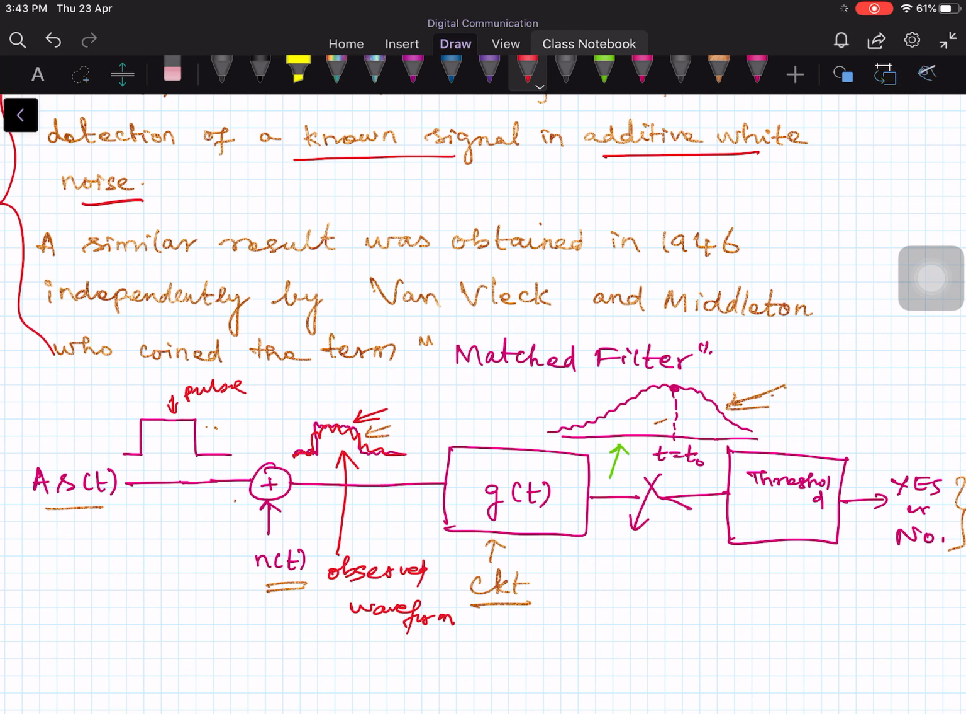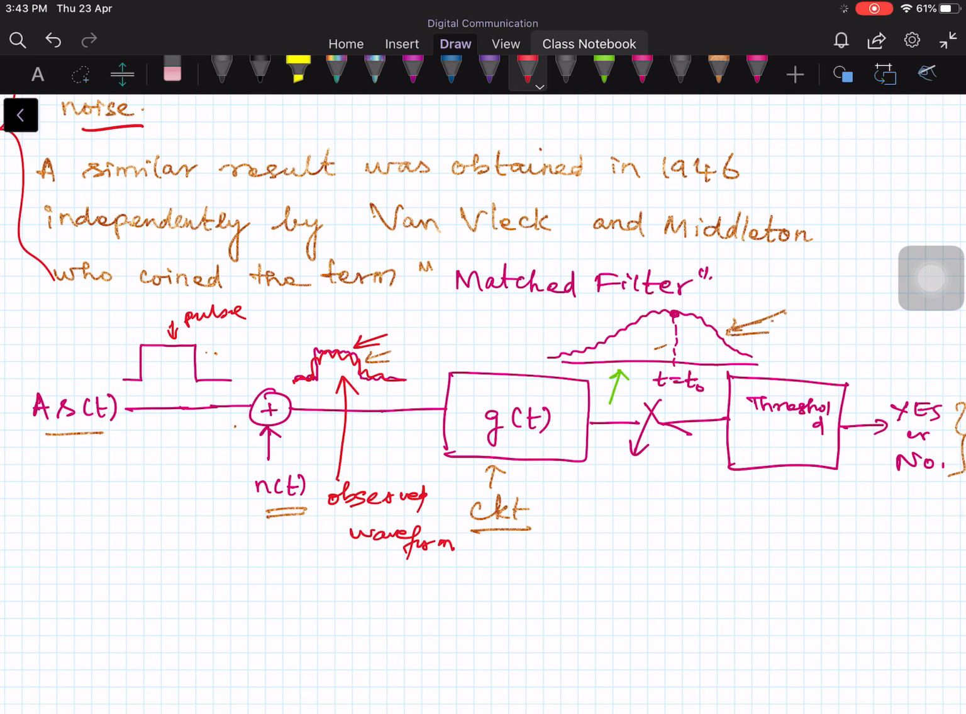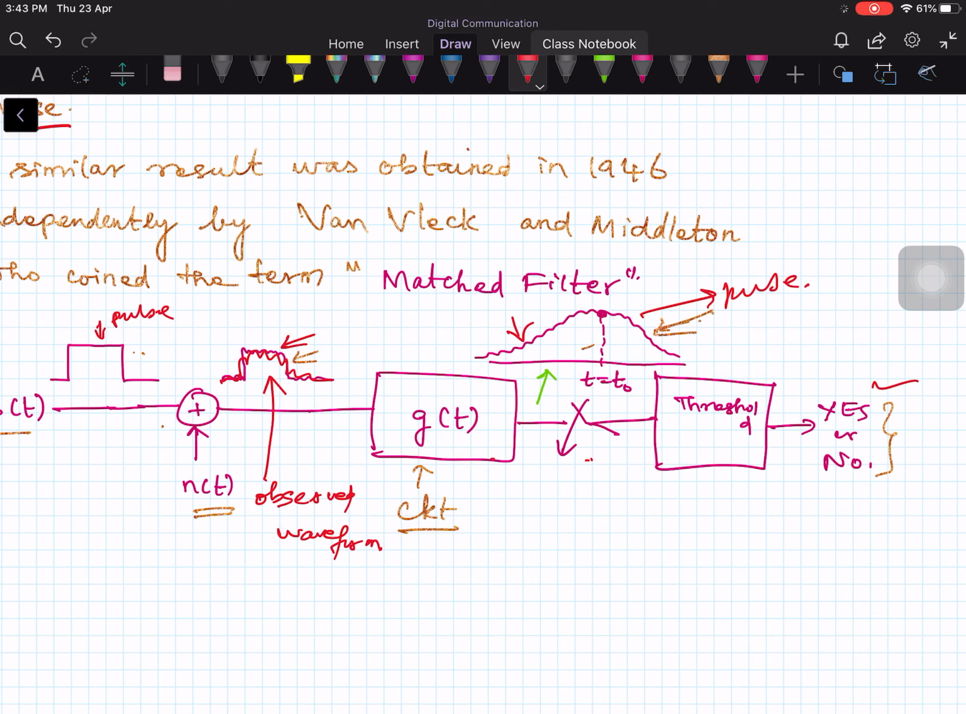This observed waveform is given to a circuit, or at present we say some block. After the block we will need the output like this, as shown here, and you do the sampling. I will explain why we need this kind of pulse at the output of this block, why we need to do the sampling, at what time, what the sampled value should be, and what factors affect that sampled value, and the threshold. Finally you will say yes, there is a signal, or no, there is no signal.